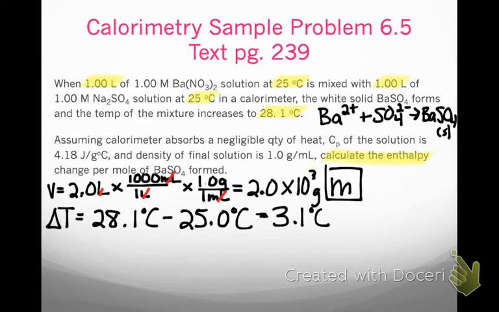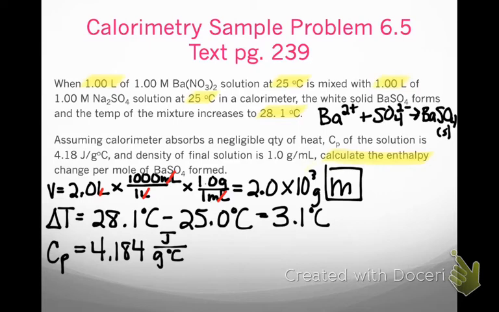We also said that our C sub P, we're going to use water because the reaction is aqueous, it's done in water. So I always use 4.184. That's just out of habit. Your book uses 4.18. Either way, it doesn't matter. You're still going to get a very, very similar answer, if not the same. And that's joules per gram degree C.